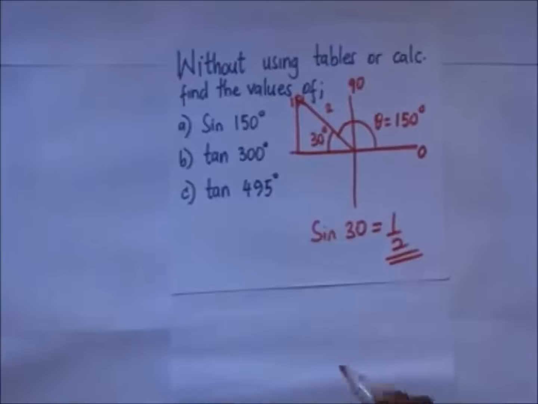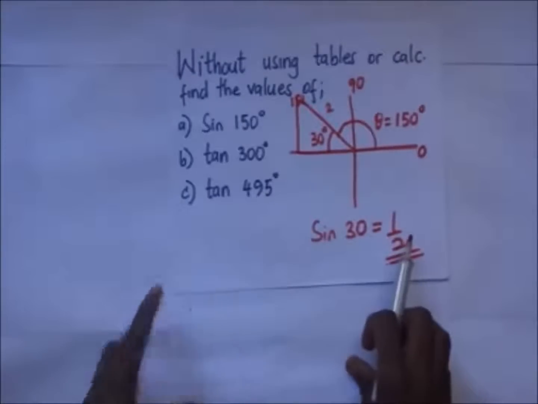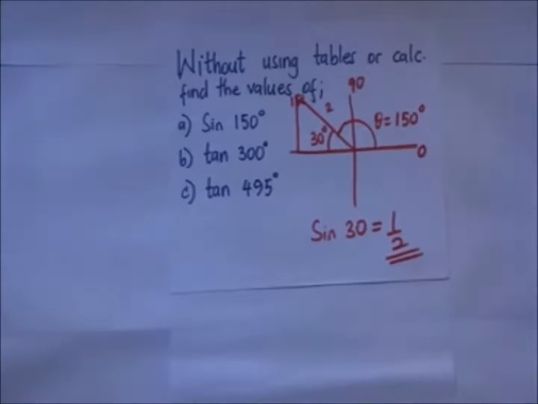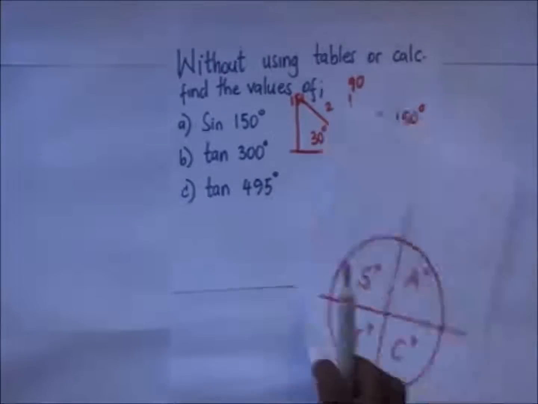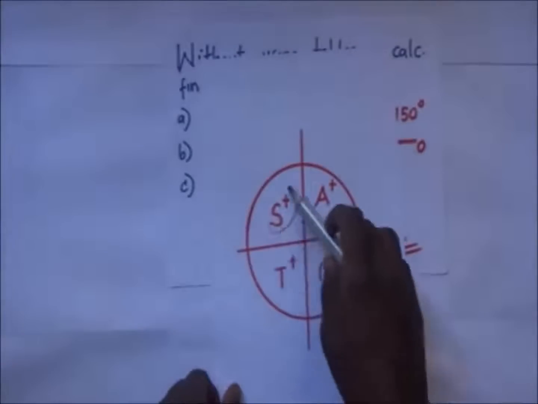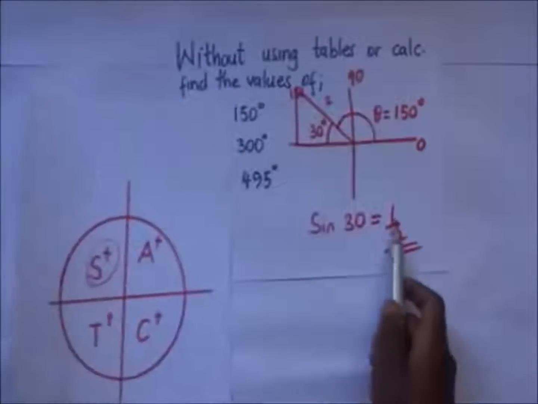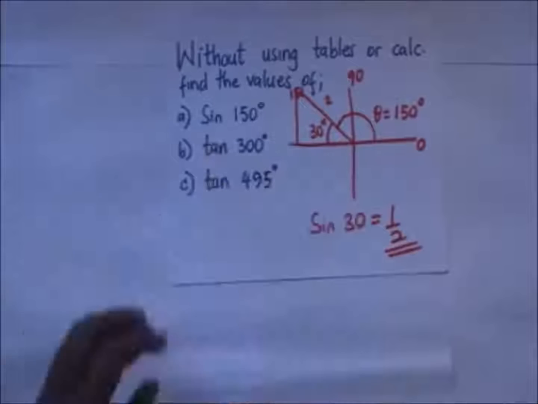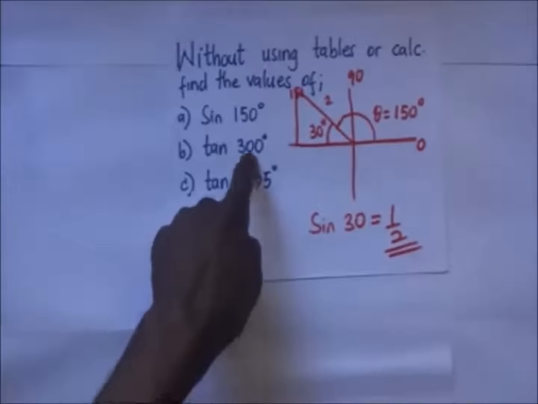Now, is it positive or negative? According to what we've just explored, only sine in this quadrant is positive, the rest are negative. So it's positive a half. We go to the second, tan 300.